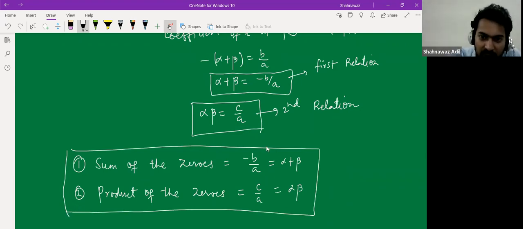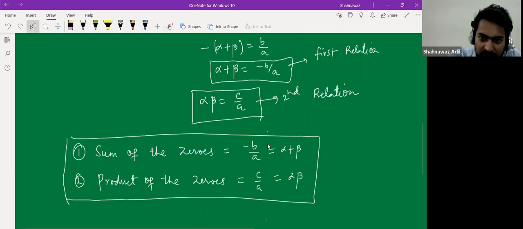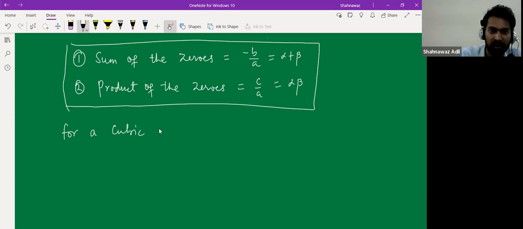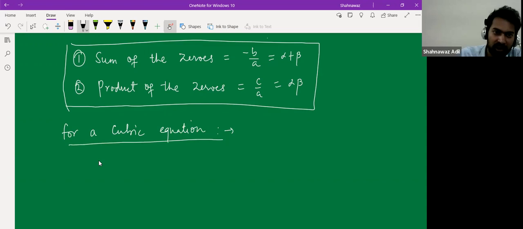And similarly, when you solve for a cubic equation, this is not in your syllabus, but we will do it. For a cubic equation, the sum of the zeros, alpha plus beta plus gamma, will be what? Again, minus b by a.